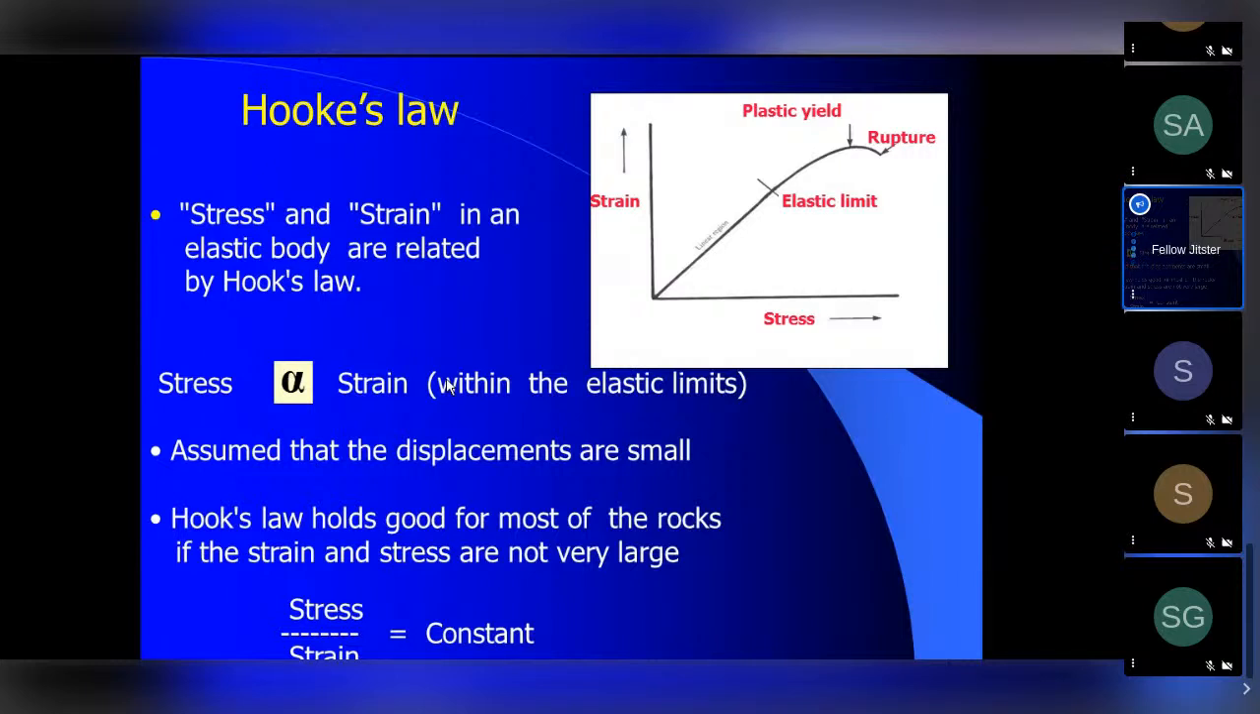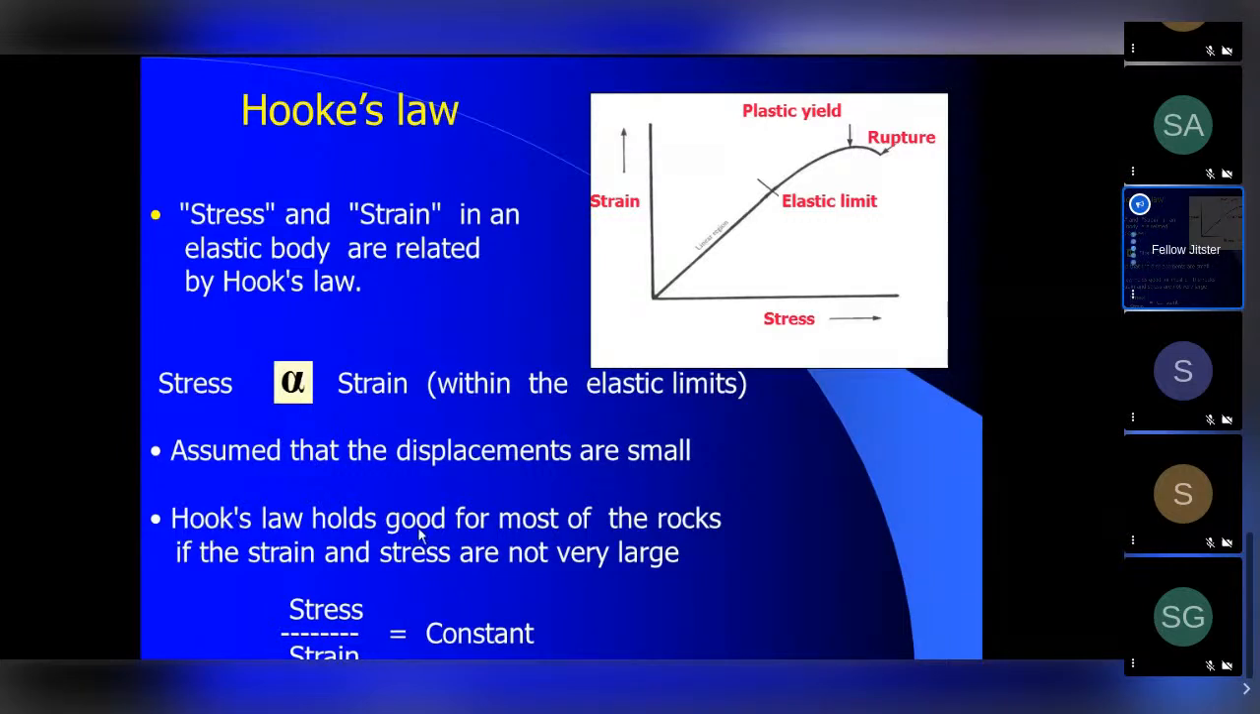So if there is a fault, stress builds up over a period of time. Ultimately, when the rock is not able to hold the stress, it releases the stress along the fault and it ruptures. So stress is proportional to strain within the elastic limit. We have to consider that we are within the elastic limit of a homogeneous and isotropic medium.